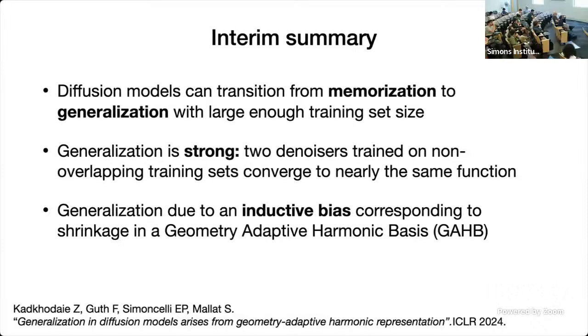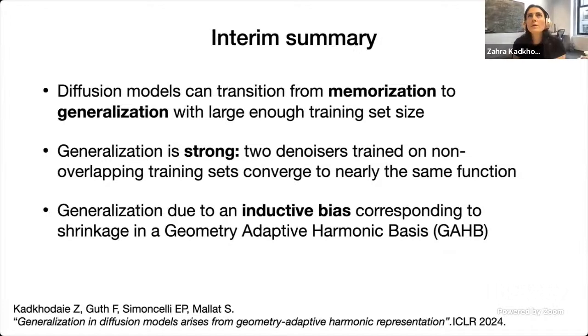And lastly, I might have missed it, but how are these geometry adaptive harmonic bases defined? Because I thought they were defined based on some sort of training data, but the last example uses the underlying training data distribution, and they learn something different. So if it's not based on the data, then how are they defined?